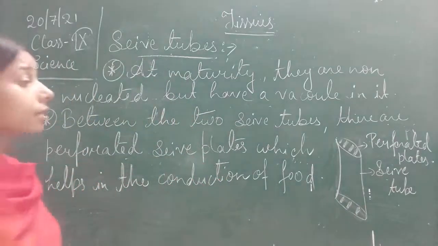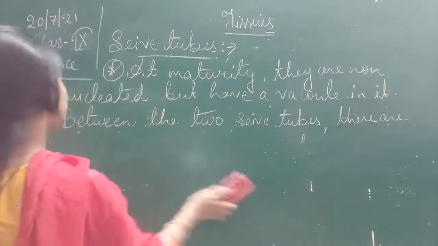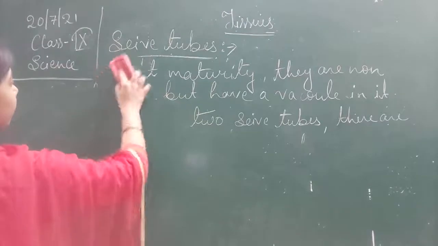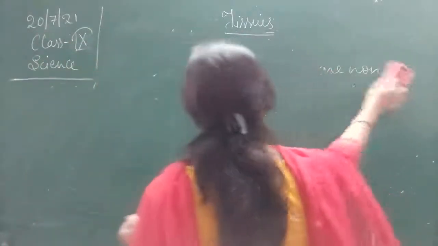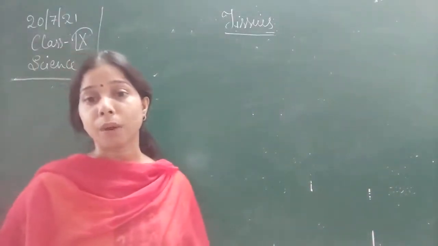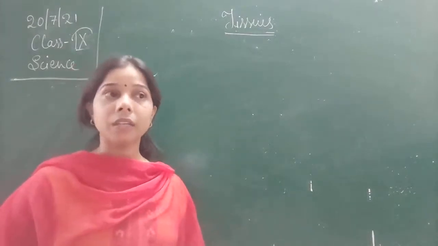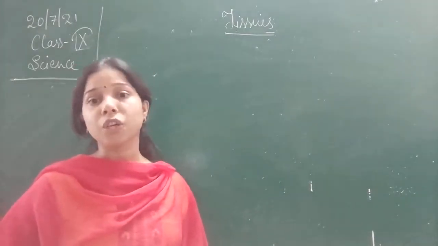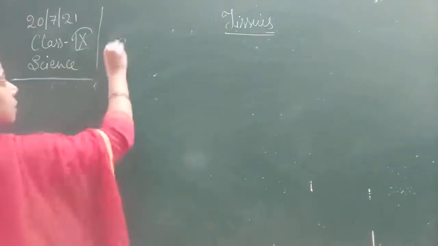The next is companion cells. The companion cell is attached with the sieve tubes only. These are living cells having a nucleus, and they help in the conduction of the food, and even help in nurturing the sieve tubes.